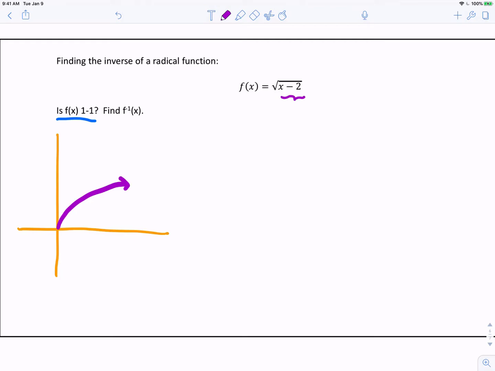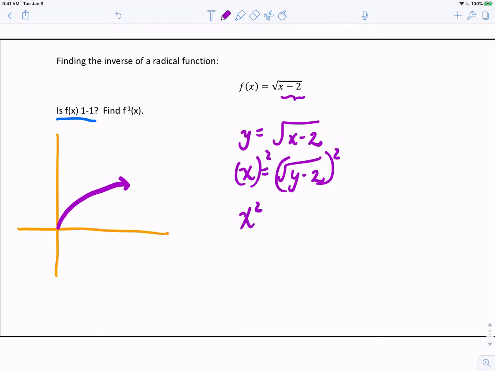Okay, so let's go ahead and find the inverse, same way we always have. We'll go into y notation. We'll interchange x and y. And then we'll solve for y. So the opposite of square rooting is squaring. So we'll have x squared is equal to y minus 2. And we'll add 2 to both sides. So x squared plus 2 is equal to y. In other words, x squared plus 2 is equal to the inverse of f.